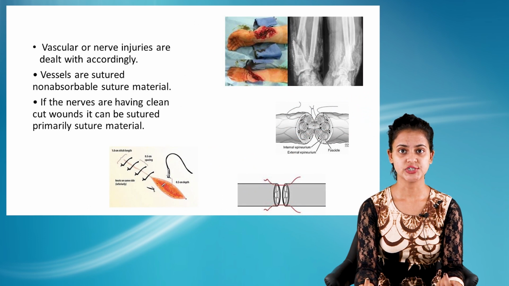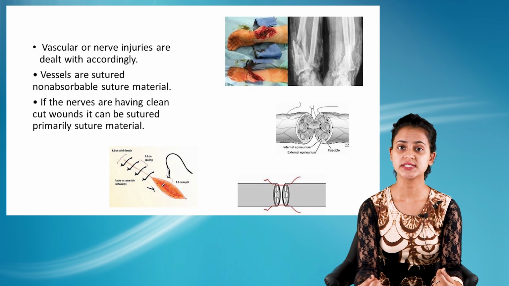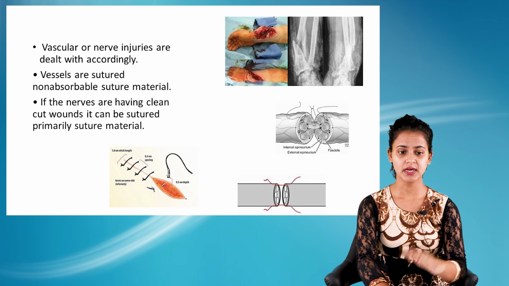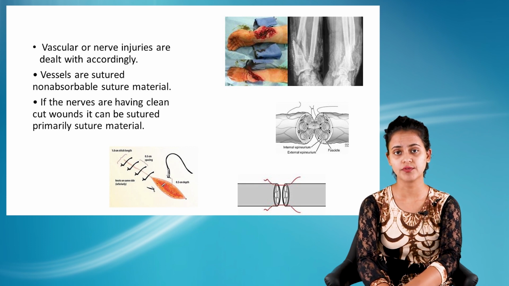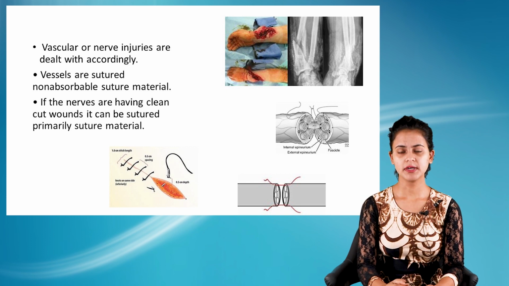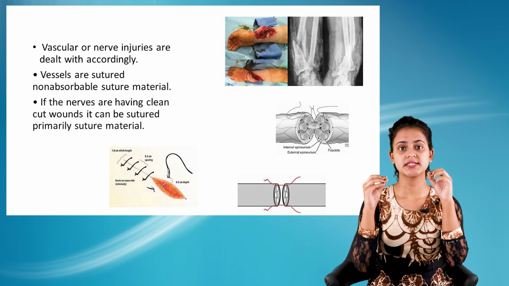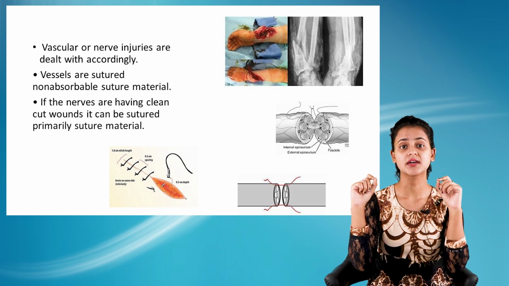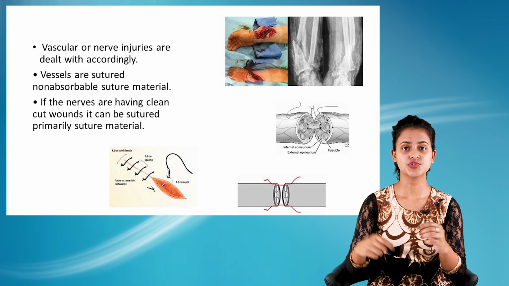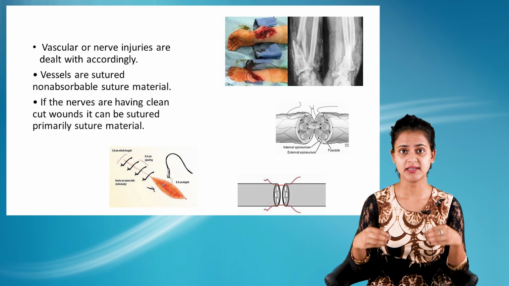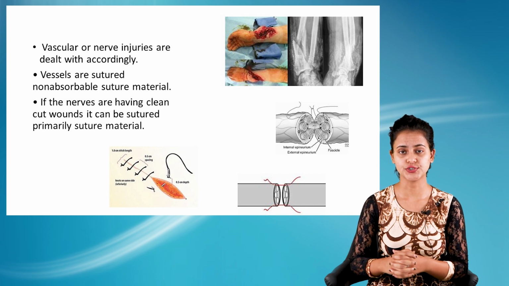Even while managing the wound, vascular and nerve injury also should be dealt with accordingly. So if a vessel has a rupture, suturing of the vessels will be done, preferably with non-absorbable suture material. Now, even if the nerve endings have a clean cut, sometimes suturing would be done in order to manage the localized area and the functional ability of the injured part as well.